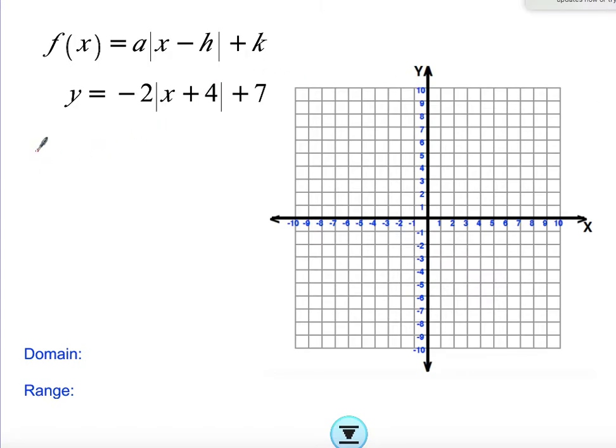So my vertex, that would be a good place to start. For the vertex, look inside here and write down the opposite of what you see. So -4 would be the opposite. Keep this number the same, 7. So -4, 7, that's our starting point.